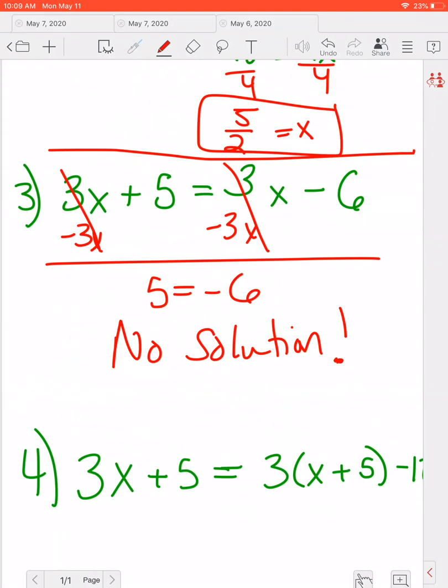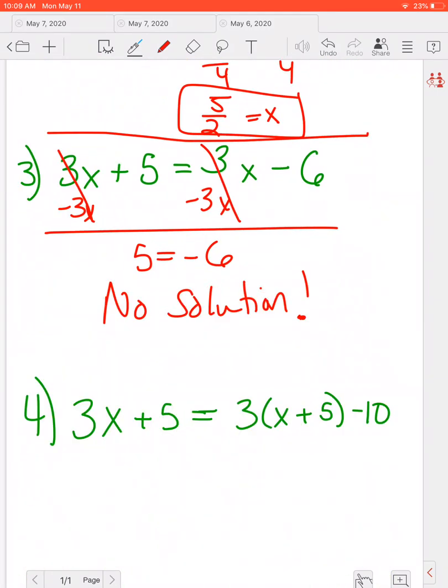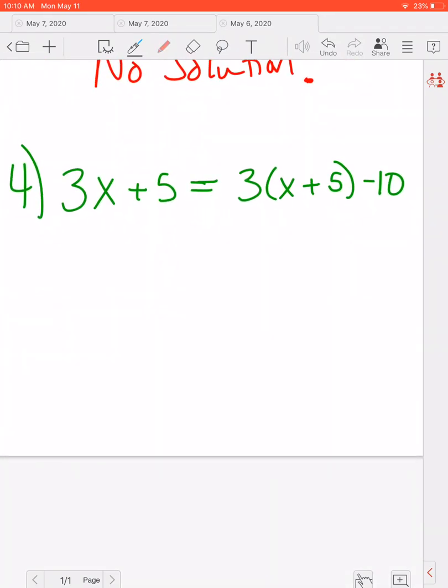And you could kind of see it up here too, because 3x plus 5 is not the same as 3x minus 6. Those will never ever equal each other. So no solution. So we'll either get one solution, like x equals 5 halves, or we'll get no solution. Think for a second what the other type of solution was.